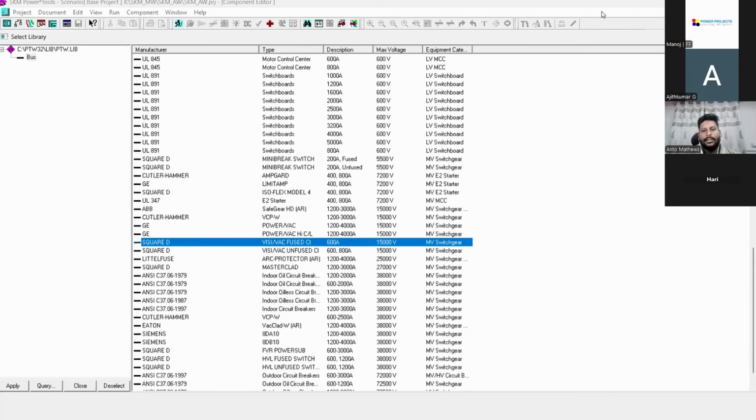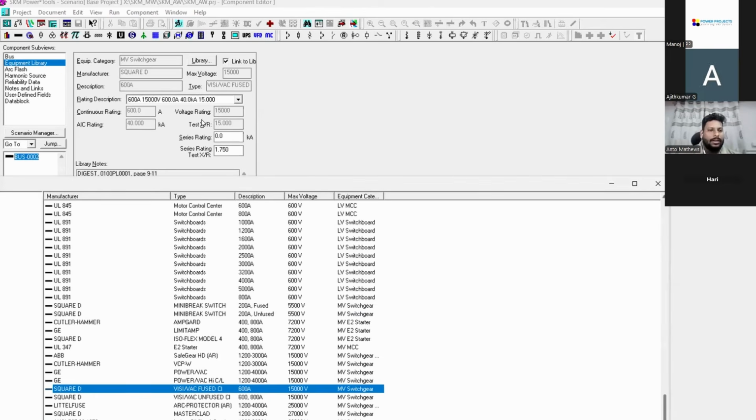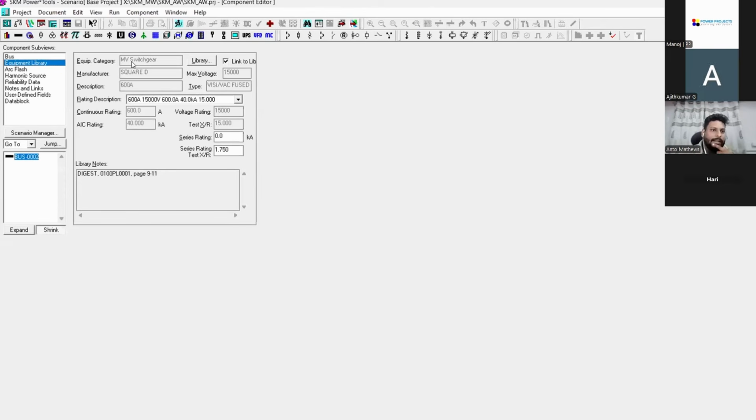So square B, which I can double click. So the data appears over here in the component editor. Like you can see, the equipment category and the manufacturer, those details are already in the existing library which I have taken.